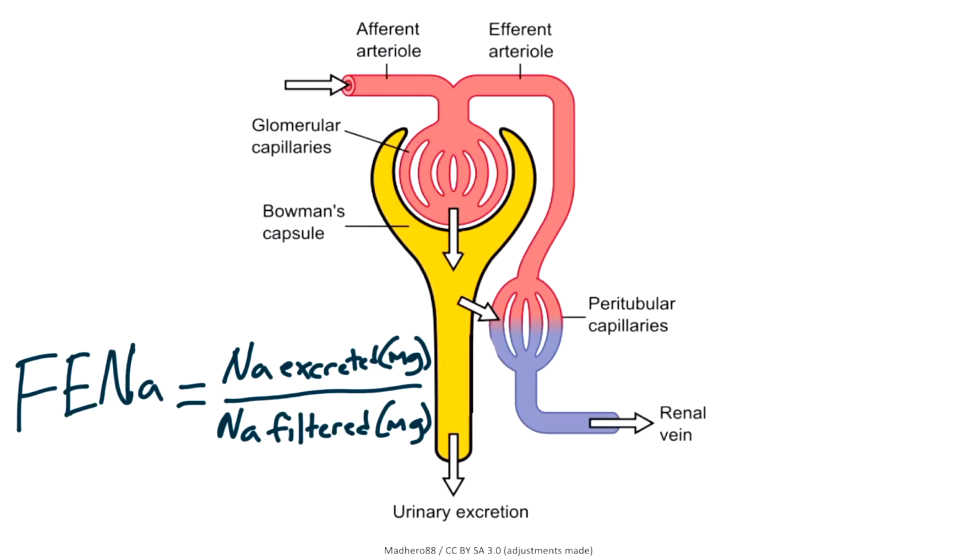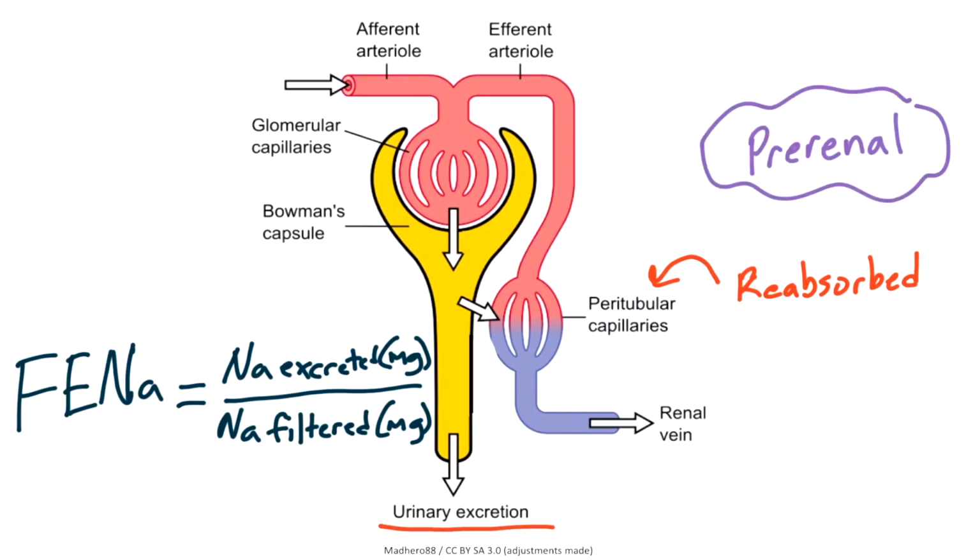Now, most of the sodium that gets filtered ends up being reabsorbed, and this occurs in the peritubular capillaries. So that's represented by this white arrow. Now, any sodium that does not get reabsorbed will be excreted, as written right here. Now, we just mentioned that in prerenal azotemia, sodium is reabsorbed as normal. This means very little sodium is excreted.